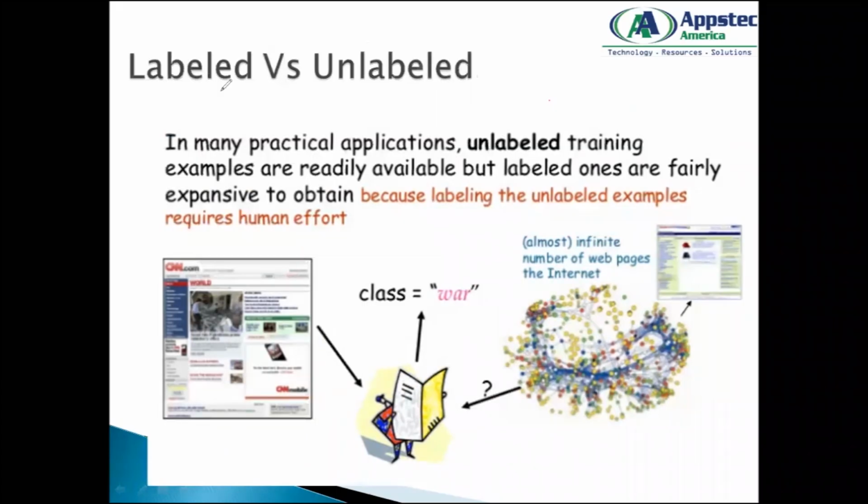So what is labeled versus unlabeled? In practical applications, your unlabeled examples, I'm ignoring this term called training. I'll come back to this later because there's a big part in ML exercises called training and testing. So we'll talk about this later. Whenever we have unlabeled examples, they are readily available, but labeled ones are fairly expensive to obtain.